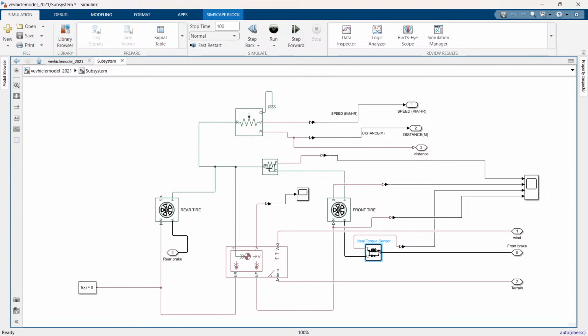We already discussed these things. I am asking a question to you. What is the meaning of the A port of the front tire? What does it mean? What is that port? Anyone? What is the purpose of that A port? Do you have any idea? Because we have already discussed this in our previous classes.